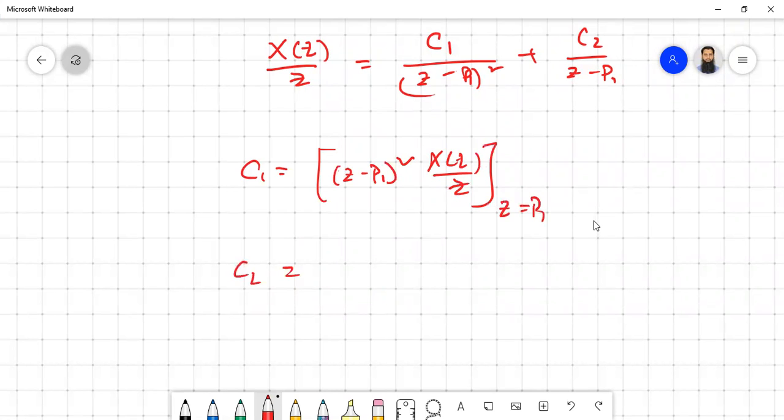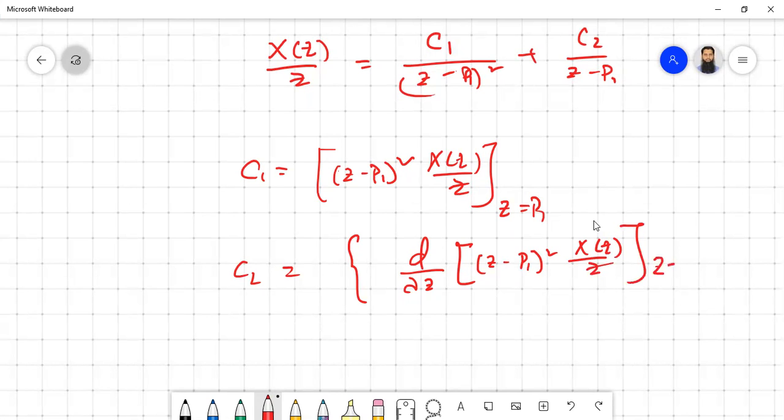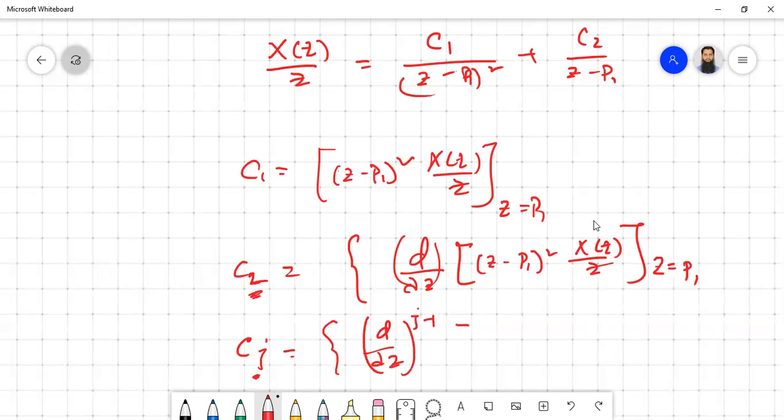But for c2, you actually have to differentiate with respect to z the whole multiplication, (z minus p1) squared X(z) by z, and then set it equal to p1. Now, this is for 2, but if you have j number of things, then you will have d by dz. As you can see, whatever the coefficient number, you have one less derivative, so you can write j minus 1. Then you have to write j minus p1.